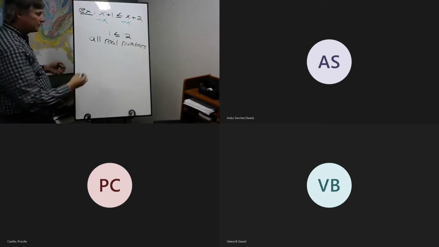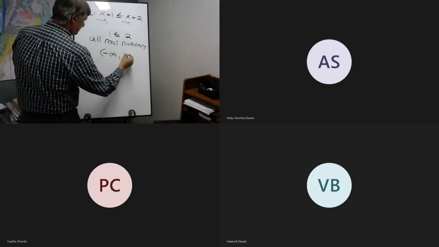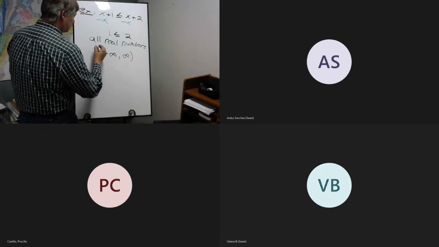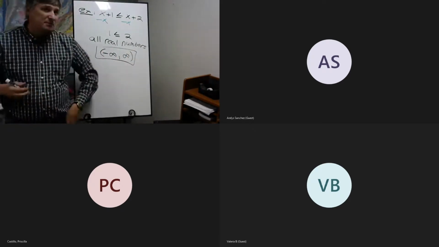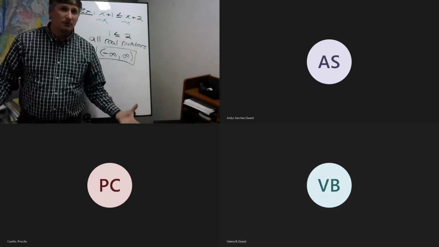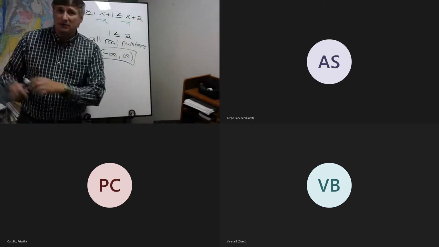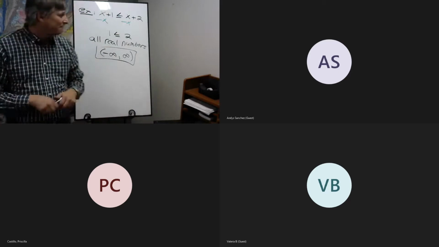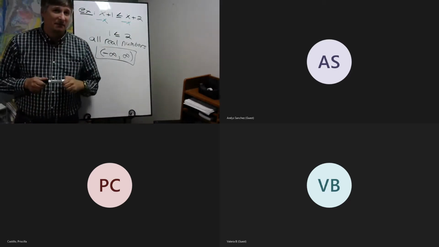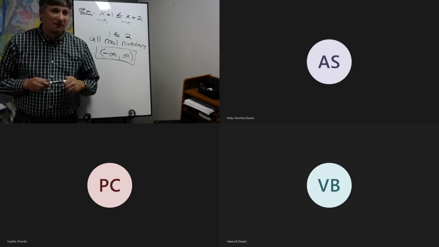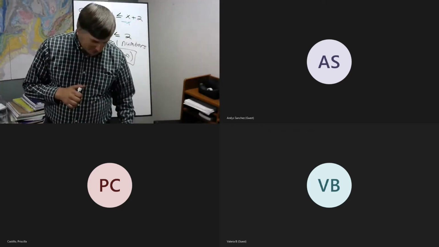And the way we express this, what this means is the entire number line is the solution, not just an interval or pieces of it, but the whole number line. So any questions about that?